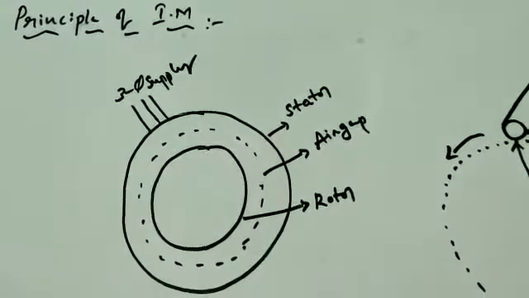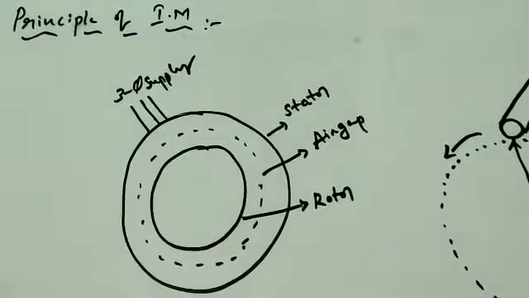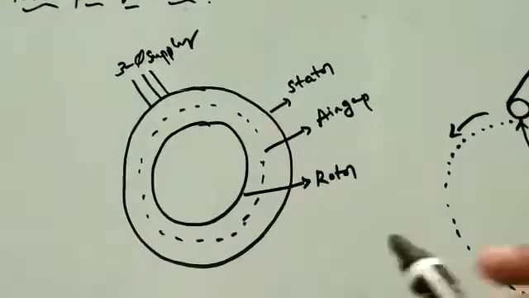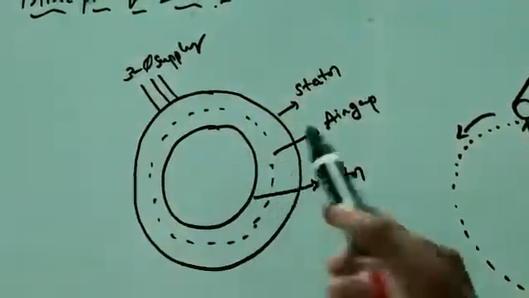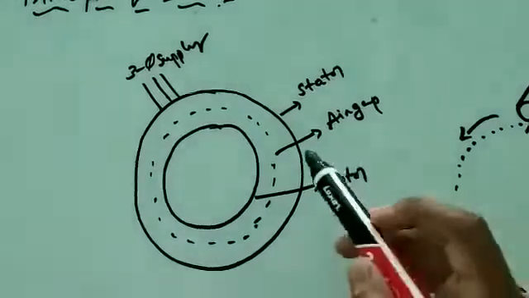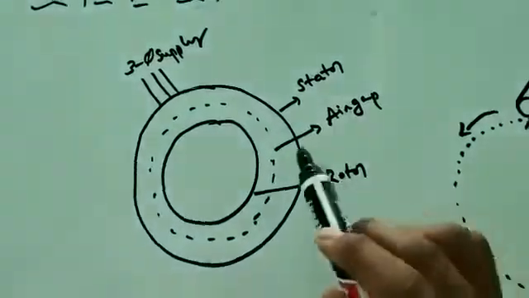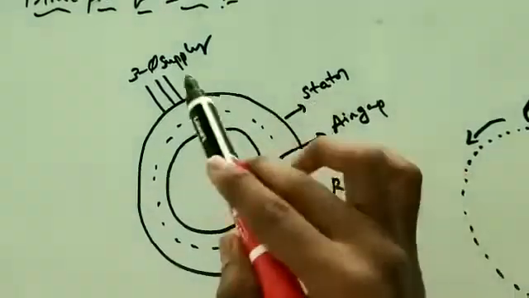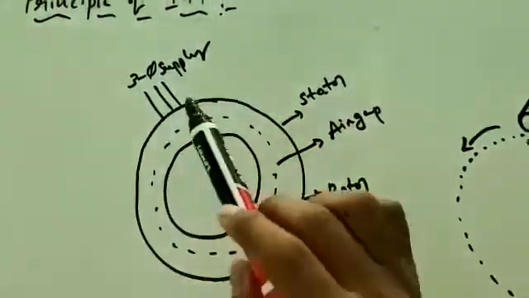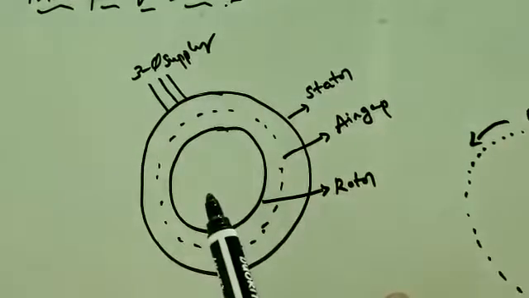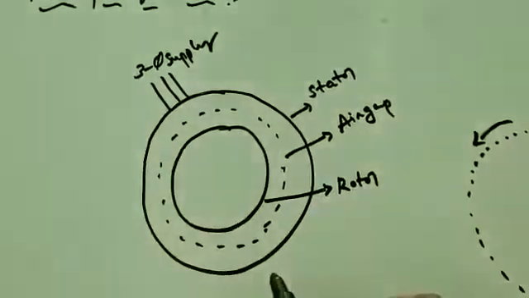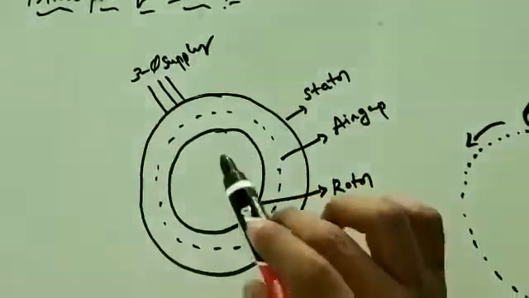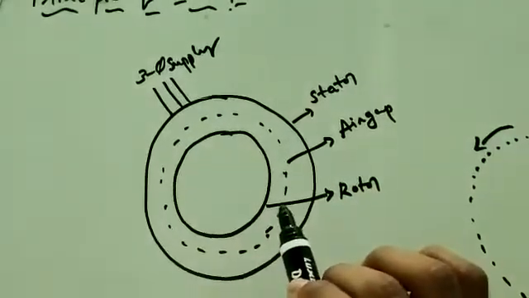Now I'm going to explain the principle of induction motor. An induction motor consists of two different parts, that is stator and the rotor. Every time, what we have to remember is that for the stator we are going to give three-phase supply. So when we give three-phase supply, three-phase currents will be flowing inside the stator, so that a three-phase rotating magnetic flux will be developed.